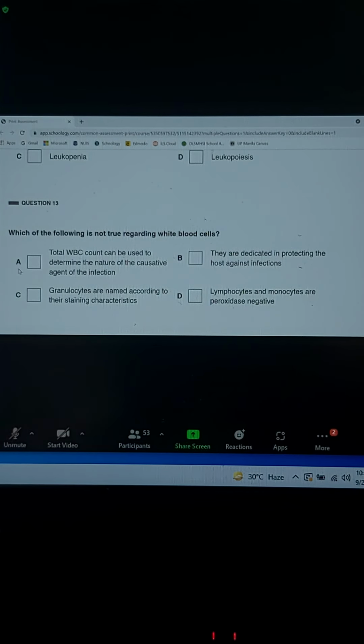Sa total WBC count po, hindi nade-determine kung anong type ng WBC ang nag-i-increase. Okay. Sa total WBC count, malalaman mo lang na mataas ang WBC count, pero hindi mo malalaman kung anong causative agent ang nagpo-cause. Kunyari, infection siya. Hindi mo malalaman kasi hindi mo nakita kung anong type ng WBC ang involved. Okay? So, letter A is the correct answer here. A is the incorrect statement about white blood cells.